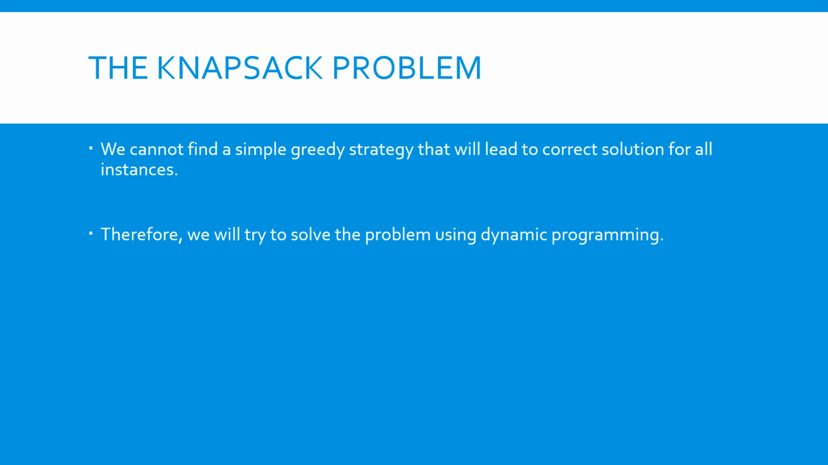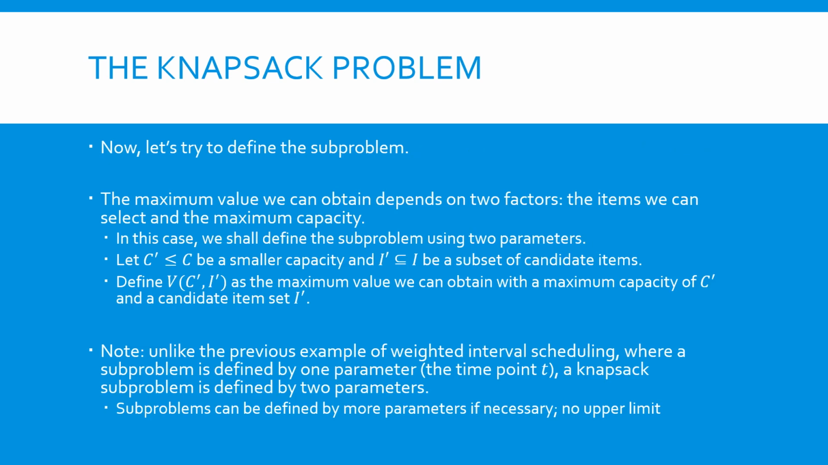Next, we'll attempt to solve this problem using dynamic programming. Let's begin with defining the subproblems. First, know that the maximum value we can achieve depends on two factors: the total capacity of the backpack and the set of candidate items we can choose from. Therefore, we define V(C, I) as the maximum value that can be obtained with a maximum capacity C and the candidate item set I. For a smaller capacity C' and a subset of items I', we can define a corresponding subproblem V(C', I').